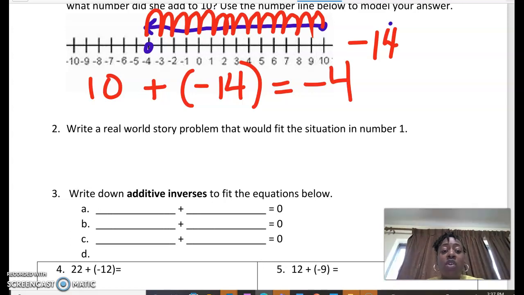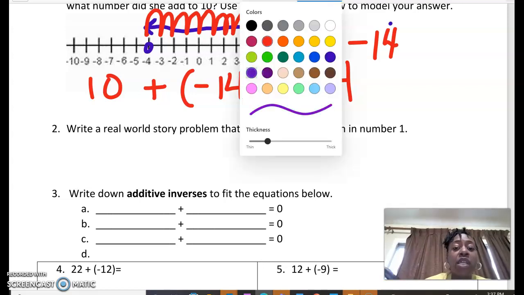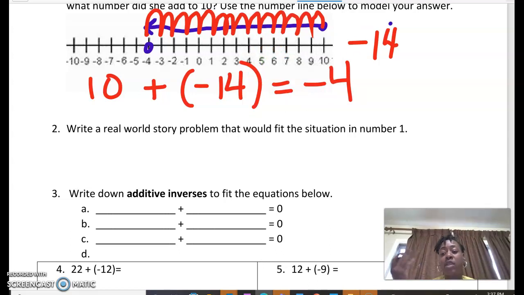So it says write a real world story problem that would fit the situation in number 1. So it's depending on what you want your problem to be about. What I tell people when they're modeling integers, easiest problems are sports, money, temperature, weight loss, weight gain, things like that. So I'm going to use temperature.